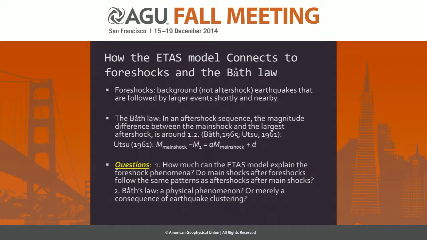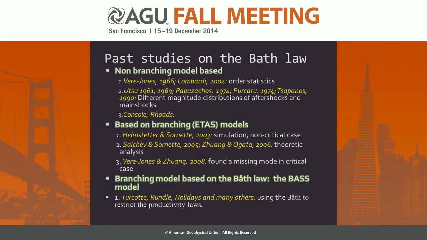In 1995, Båth found this formula should be, the difference should be written as a linear function of the main shock magnitude. So the questions are: how much can the ETAS model explain the foreshock and the Båth law, and what is the consequence of a general earthquake cluster model like the ETAS model? On the Båth law, there are already many studies to see whether it is an independent physical law or not.